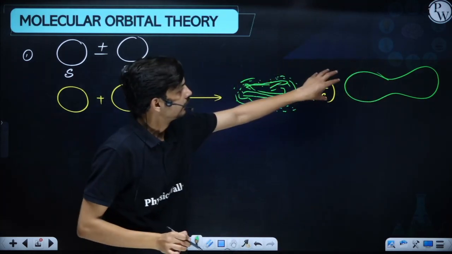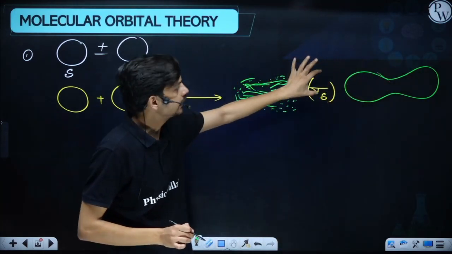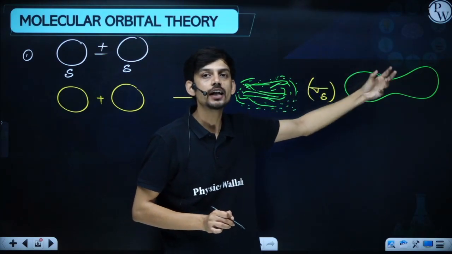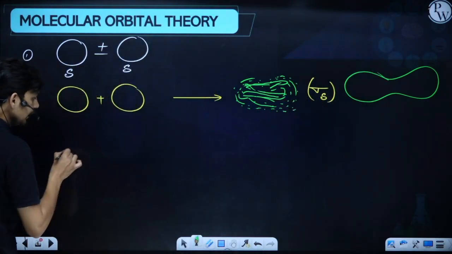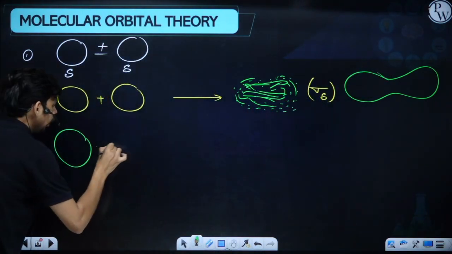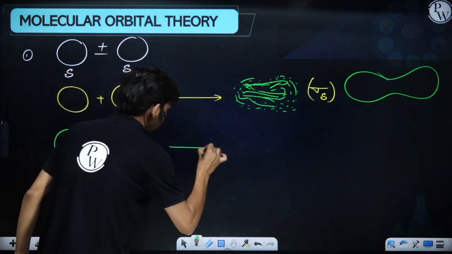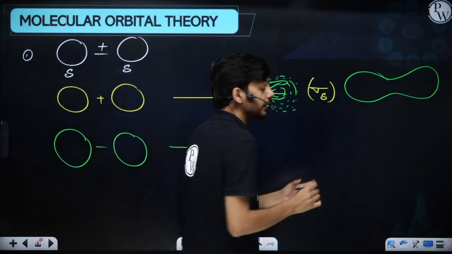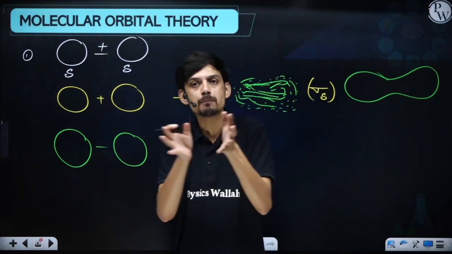Because they have joined together, this is called a sigma s bonding molecular orbital. Similarly, suppose two s orbitals are repelling each other. Repulsion will not join them together. They will oppose each other.